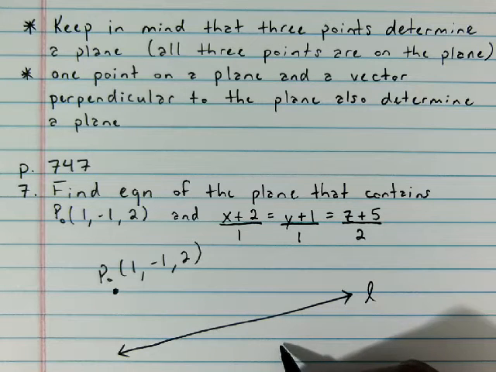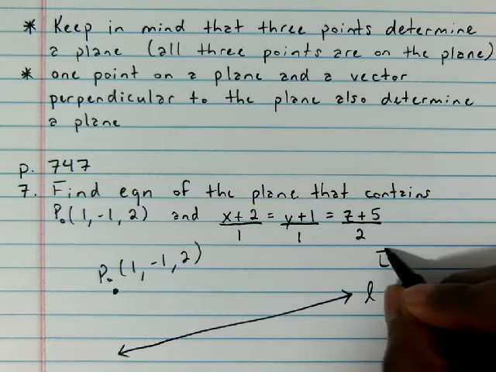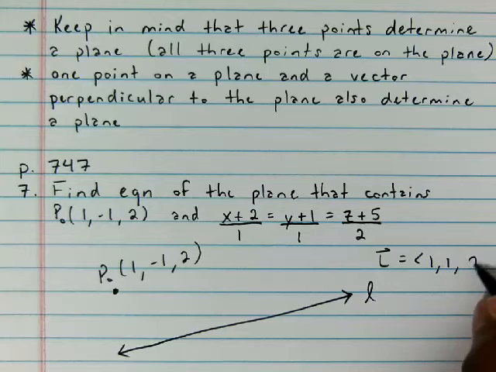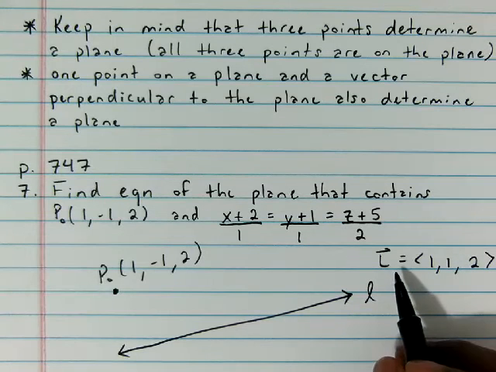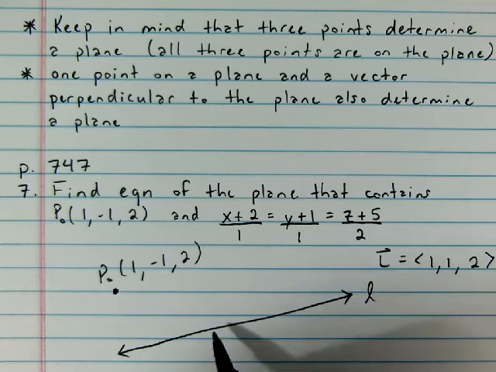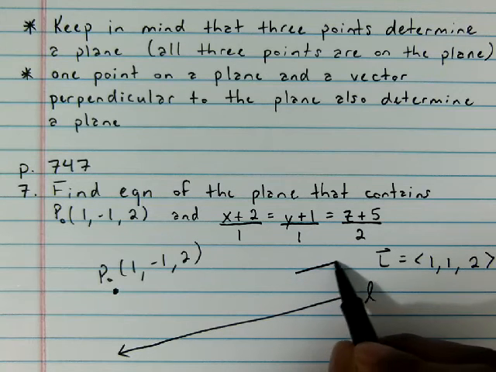So let's just go ahead and say capital L is 1, 1, 2. And remember, when we use the capital L, we're talking about a vector parallel to the line that we're considering. So now what we have is capital L right there.